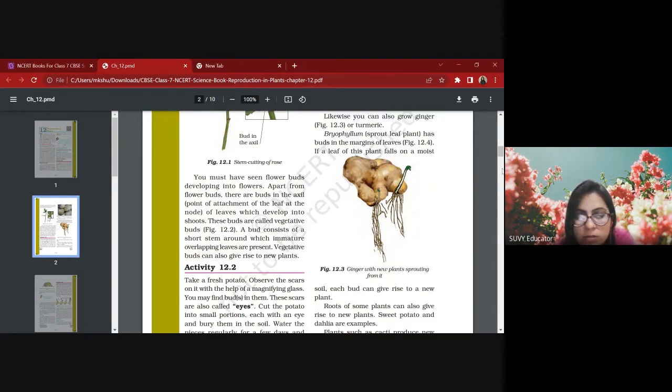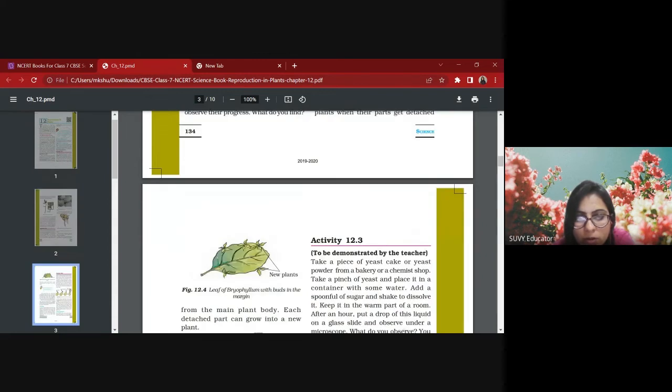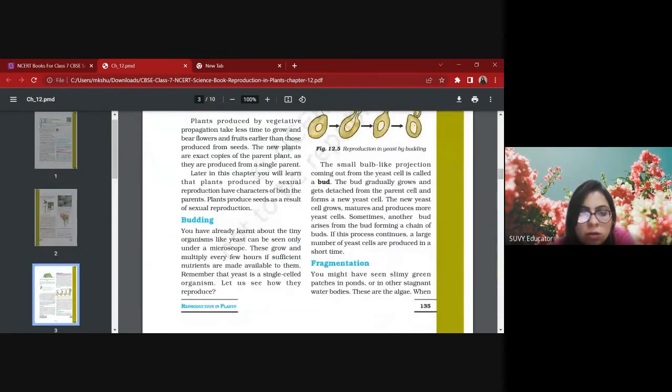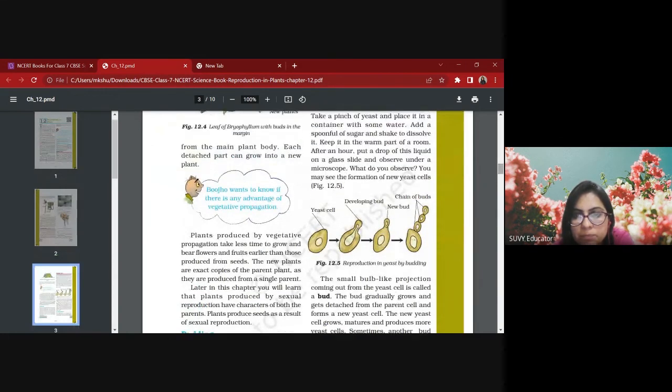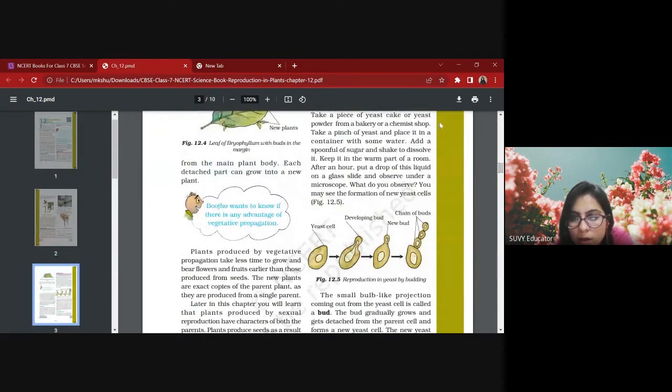So we have discussed the sexual reproduction. Now, one thing is known as budding. What do you mean by budding? Reproduction in yeast. Yeast is a microorganism. And how will yeast develop a new yeast with the help of a bud? See, it is a single cell of the yeast cell, and it will grow. You can see the pictures. It's a very clear picture.